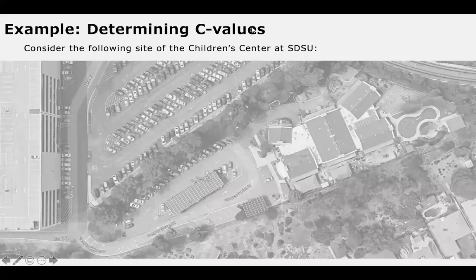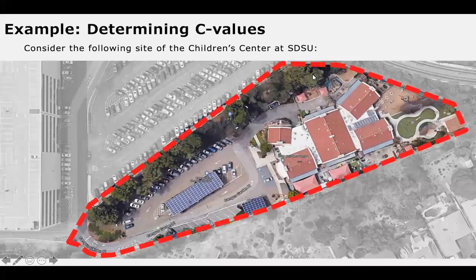So let's look at an example problem. Let's consider the following site of the Children's Center at SDSU. Let's say that the site is delineated by this red line boundary here. We can see that we've got a parking area, some roof areas, some green areas, and some wooded areas on the edge.